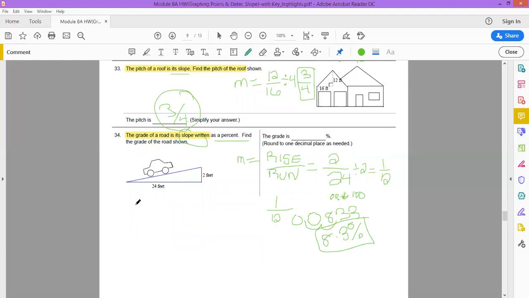So again, our slope, remember, is rise over run. And after you get your rise over run, you want to multiply by 100 to change this value to a percent. But 8.3% is what you get. And that's the end of our Module 8.A notes.